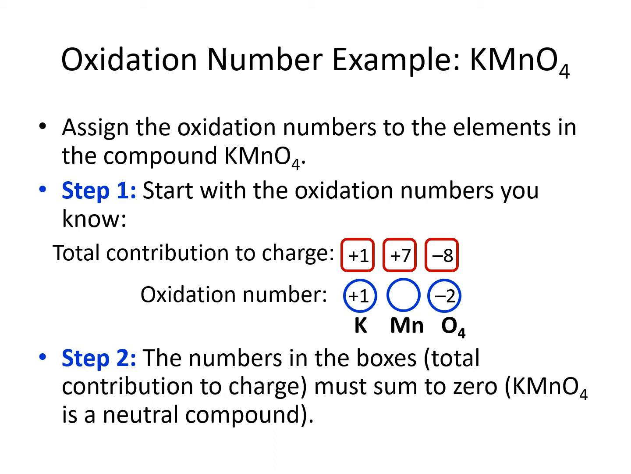Essentially, we have +1 plus x minus 8 equals 0. X, the total contribution to charge for manganese, must be a +7. There's only one manganese, so it gets that full +7 oxidation number.